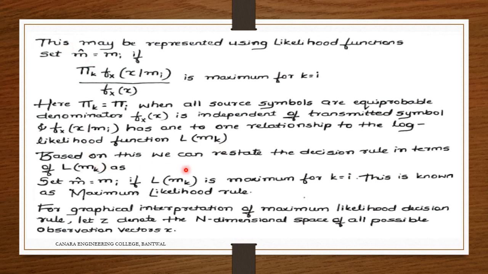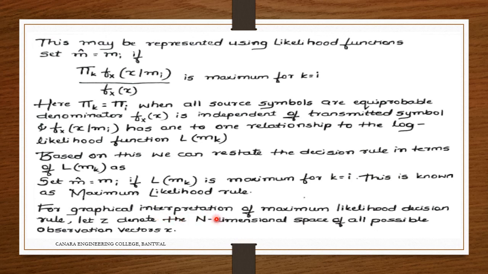Now based on this, we can restate the decision rule in terms of capital L of mk as: set m cap equals mi if L of mk is maximum for k equals i. This is known as the maximum likelihood rule.